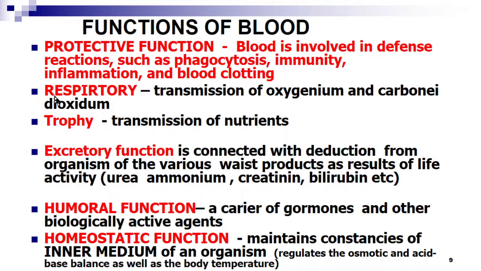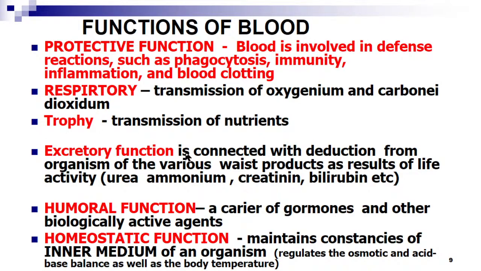And the second, more important function, respiratory function. Respiratory function means transmission of oxygen and carbon dioxide between the tissues. Oxygen migrates through the blood into tissue, and carbon dioxide migrates from the tissue into the blood. Trophic function, transmission of nutrients, different nutrients. Sometimes it's amino acids, sometimes lipids, polysaccharides, and others.